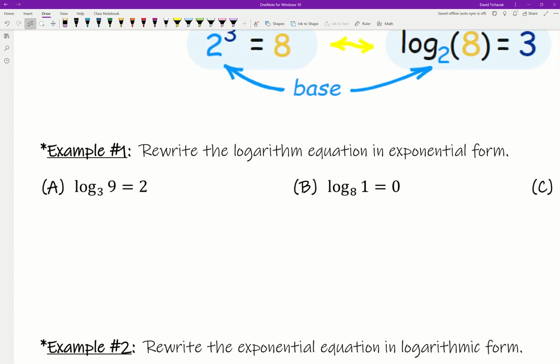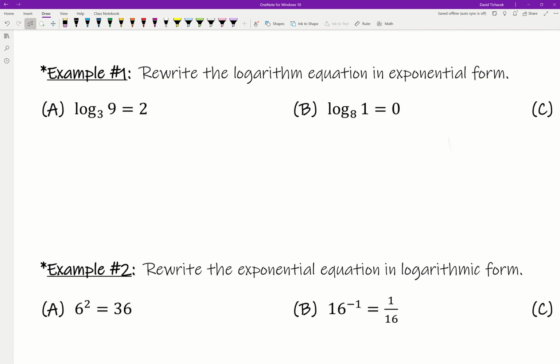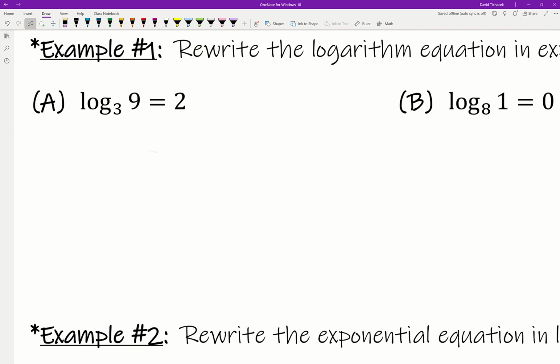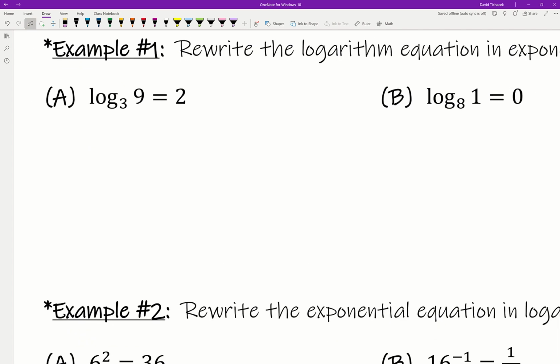And so what I want to do first is take care of example 1, where it just simply says rewrite the logarithm equation in exponential form. So we're basically just translating the language over to the other. And so an easy way to do this would be to go ahead and emphasize first here that, again, the base of the logarithm is the same as the base of the exponential.